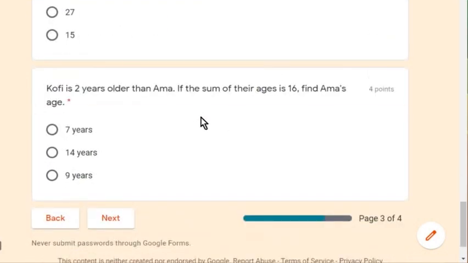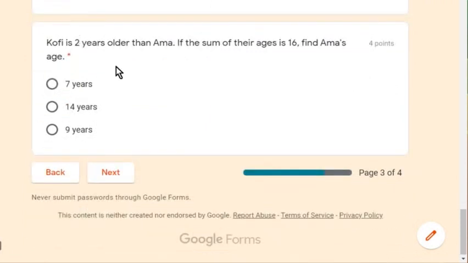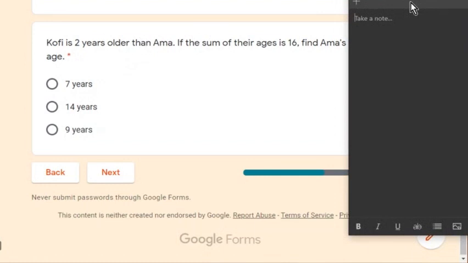Kofi is 2 years older than Amma. If the sum of their ages is 16, find Amma's age. Okay, so we are told that Kofi is 2 years older than Amma. So if Amma's age is equal to, let's say, A, and Kofi is 2 years older than Amma, so that means A plus 2 will give you Kofi's age.